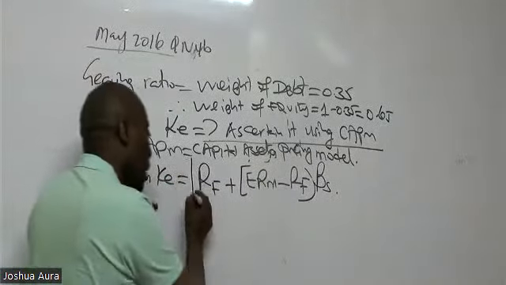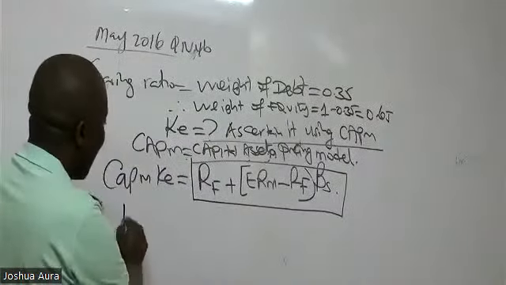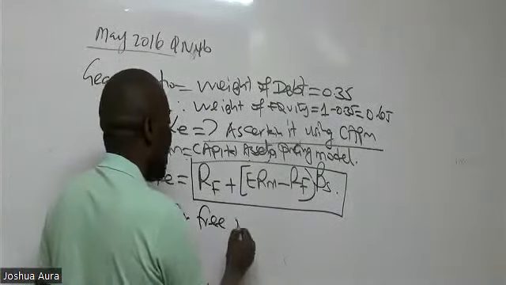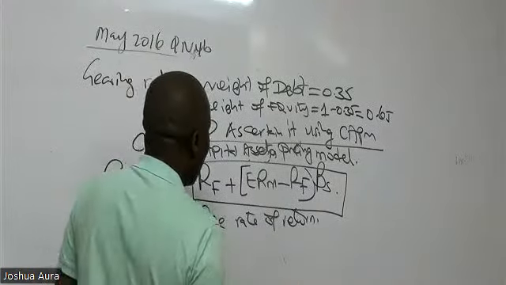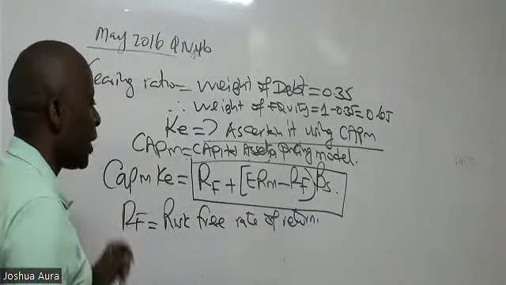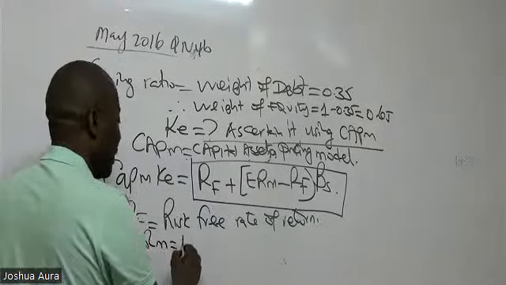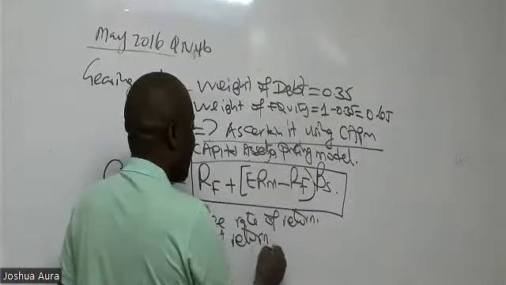For now, what I would want you to do is to cram this. Please go there and highlight this. When we talk about RF, this is the risk-free rate of return. And then we have ERM. ERM is the market return. Just call it market return.